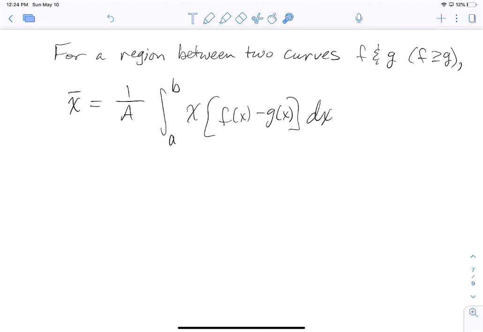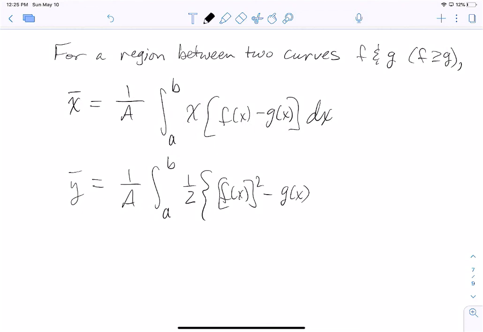The integral here, though, is x f of x minus x g of x with the x factored out, and so it's the difference between the two moments there, essentially, for the respective functions. For the moment about the y-axis, we again have this 1 over A. It's an integral from a to b of 1/2 of f of x squared minus g of x squared dx. And again, what we see is it's the difference of the moment about the y-axis for f and the moment about the y-axis for g.